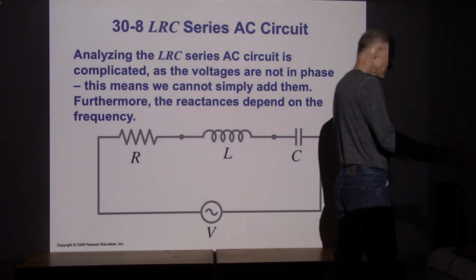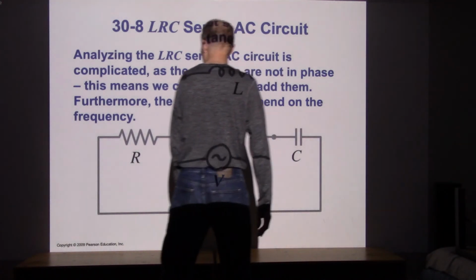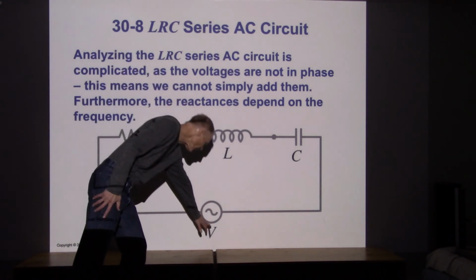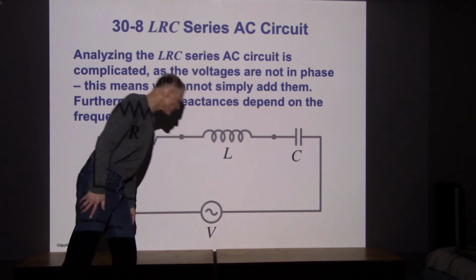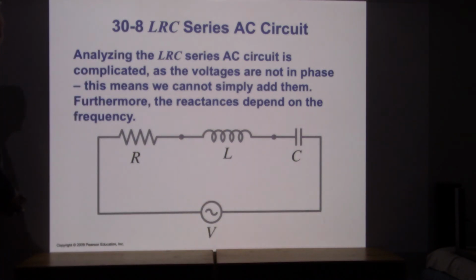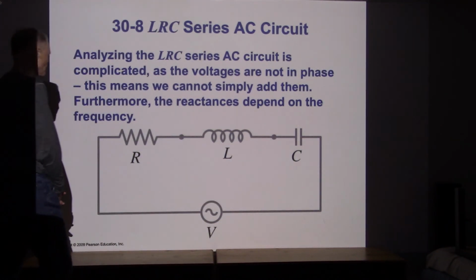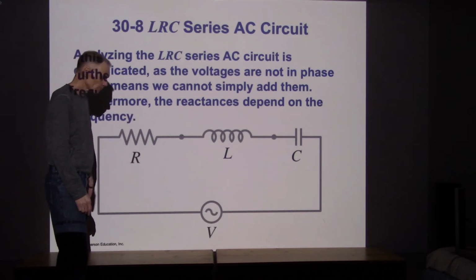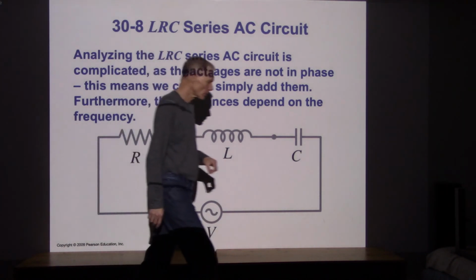Is this it? Are we ready? I think we are. What we've got now is an AC power supply. It's got a certain voltage, it's got a certain frequency. They should write that in. So it's got a voltage and a frequency to it, and it has in series a resistor, an inductor, and a capacitor.